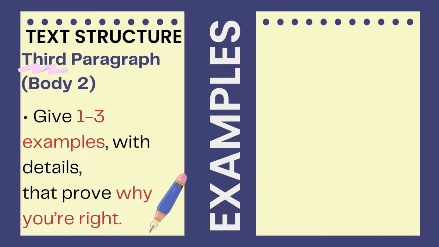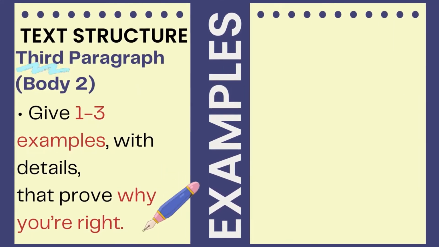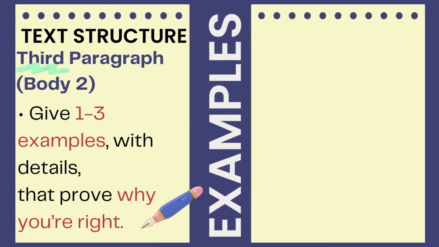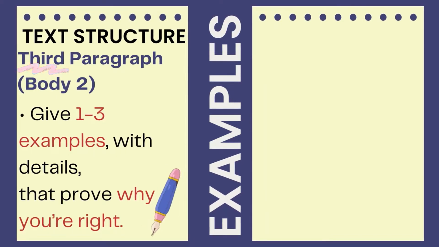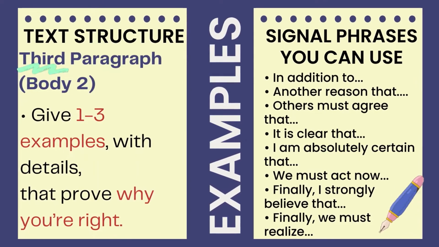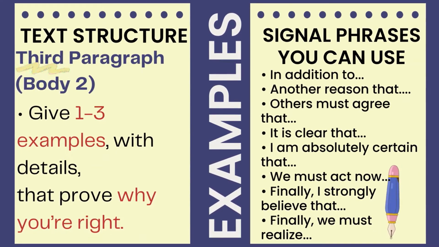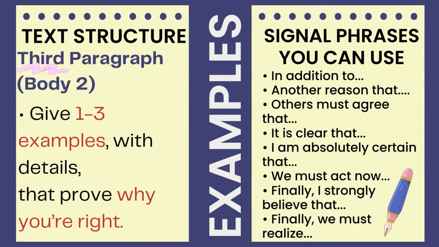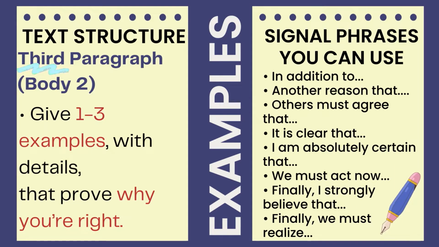And the third one is example. This is the third paragraph, or found in body number two. It gives one to three examples with details that prove why you're right. For examples, you may state your illustrations, some cases, or some instances. So what are the signal phrases that you can use? In addition to, another reason that, others must agree that, it is clear that, I am absolutely certain that, we must act now.